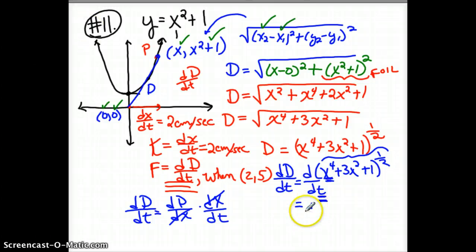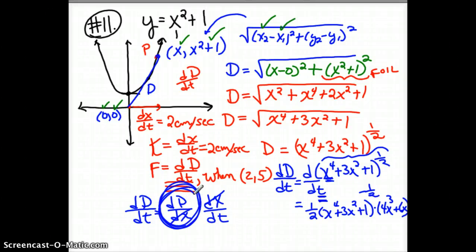So I would have 1/2 times x to the fourth plus 3x squared plus 1, to the negative 1/2. And then I have to do times the derivative of the inside, which would be 4x cubed, the power rule, plus 6x. And again, that's the derivative of my function with respect to x, which is what we did most of chapter 2. But I need to multiply that by dx/dt. So, I can't fit it on the screen, but here, I'm going to go like this. dx/dt will be going right behind that.